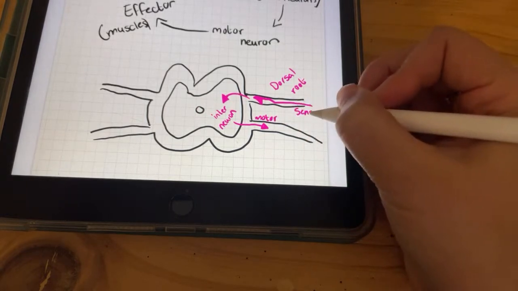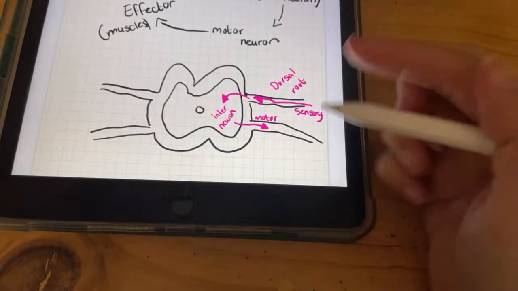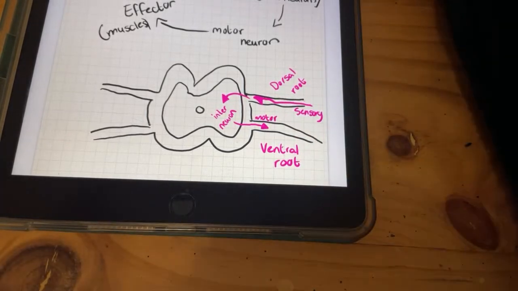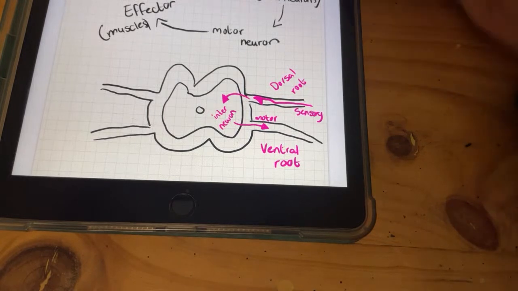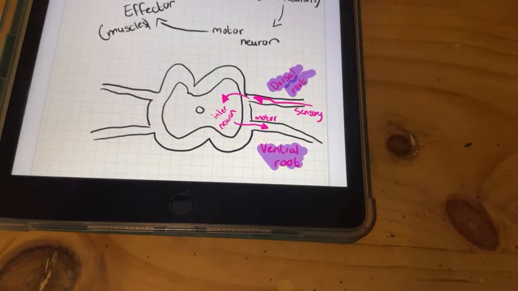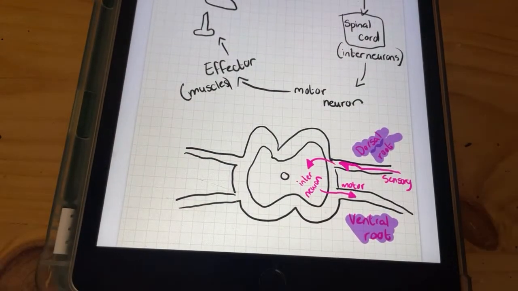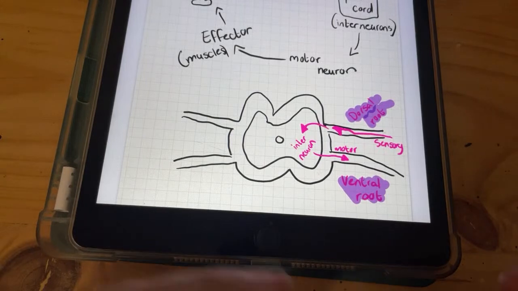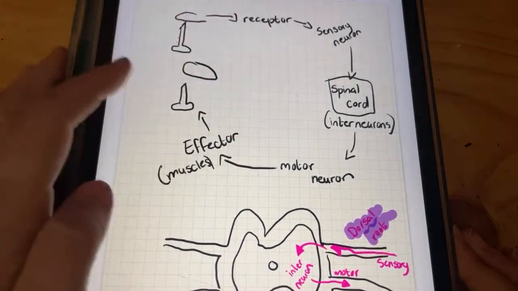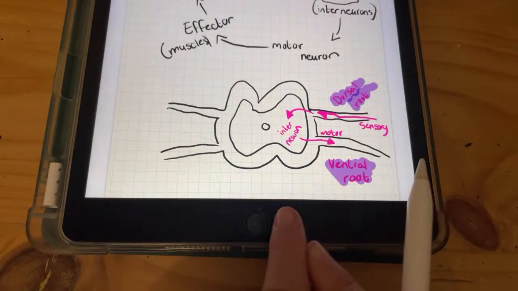Let me just write sensory on this side so you know that that's the sensory one. So sensory, motor. And this goes down this route over here, which is called the ventral root. Now, you only have to use these more technical words, the ventral and dorsal, if they're asking about specific structures inside of the spinal cord. If you're doing a reflex arc question, then this is all you really need to know and say, the stuff up here. That's it. Whereas this is if they were asking you to label structures in the spinal cord.